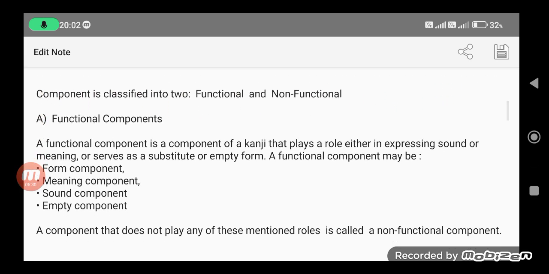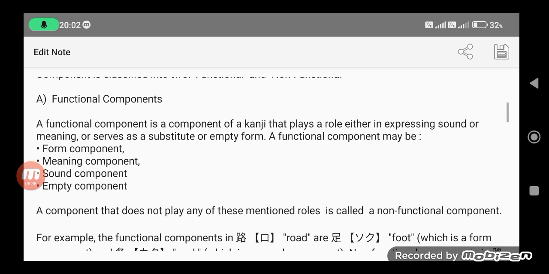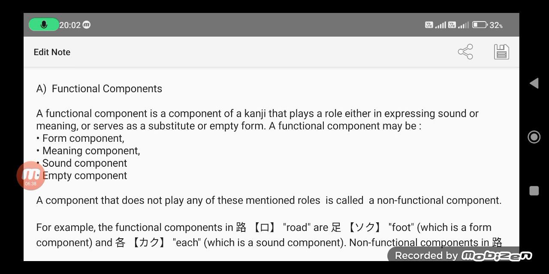So as I've said, components or radicals are classified into two, functional or non-functional. So what are the functional components? Let's further break down the functional components. Namely, form component, meaning component, sound component, empty component. A functional component is a component of a kanji that plays a role either in expressing sound or meaning, or serves as a substitute or empty form.